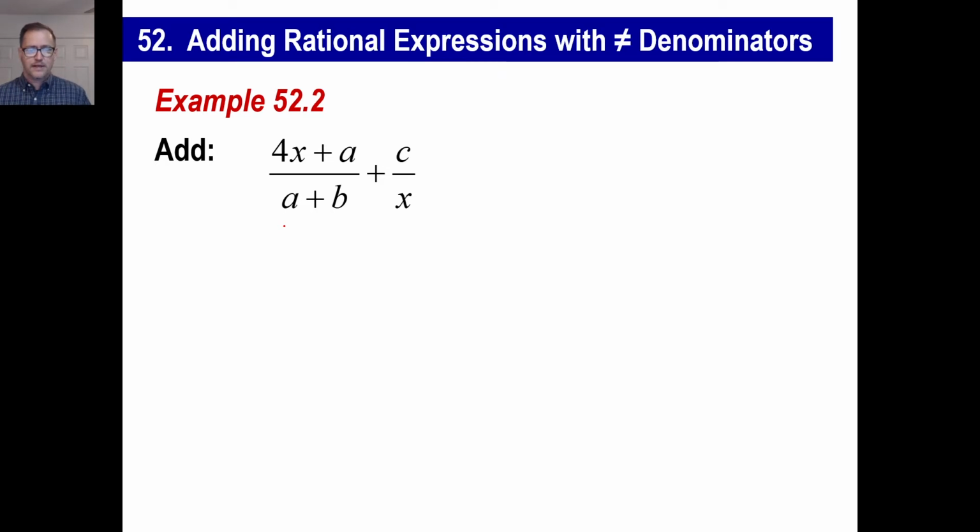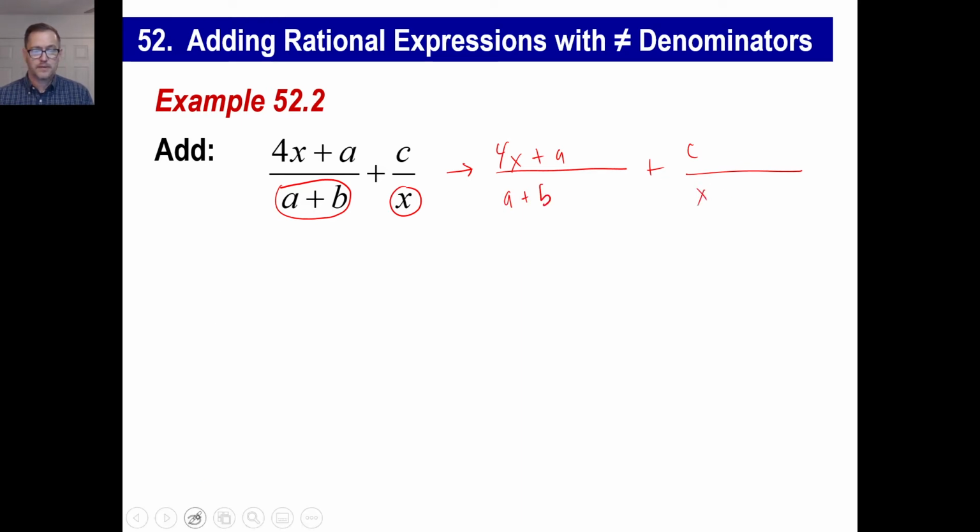All right, take a second, pause and copy this down if you need to. All right, same thing here. You're going to have to look at this and go, okay, my denominator is going to have to be this clump here multiplied by this, okay? So I'm going to go ahead and start off with my 4x plus a over here, and then plus my c, and then this one has an a plus b, and this one has an x. Now don't forget, my common denominator is going to have to be a plus b times my x, right? It has to have both of those multiplied together.